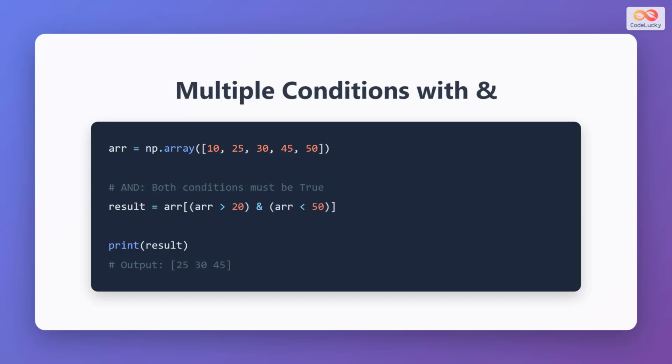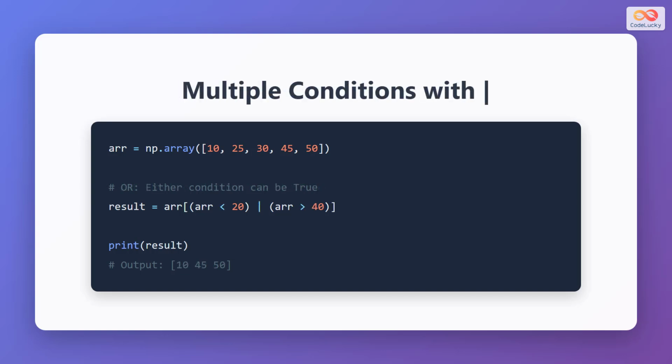You can combine multiple conditions using the ampersand operator for AND logic. Here we want elements that are both greater than 20 and less than 50. We write arr with the first condition in parentheses, then ampersand, then the second condition in parentheses. The result is 25, 30, and 45. Notice that both conditions must be true for an element to be included. Also, it's important to wrap each condition in parentheses when using multiple conditions.